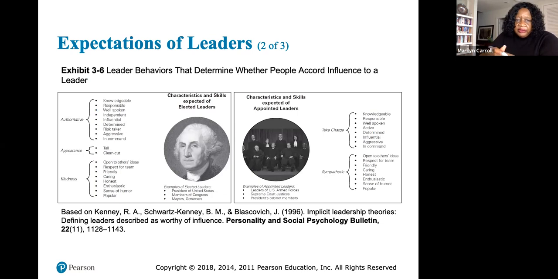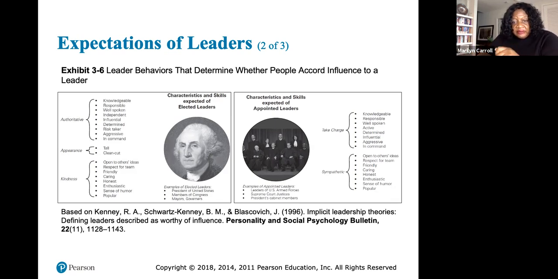Authoritative, we have appearance. Yes, I remember studying all of these, and we talked a lot about knowledgeable, authoritative. Are they responsible? Are they well-spoken? Are they independent? Are they influential? Are they determined? Are they risk takers, aggressive, or in command? Or appearance: tall, clean cut, looking good. Believe it or not, it matters, especially for political office. Kindness, open to others' ideas, respect for the team, friendly, caring, honest, enthusiastic, sense of humor, and popular. These are characteristics that people like to follow.